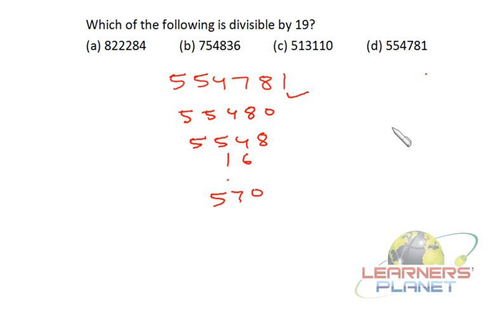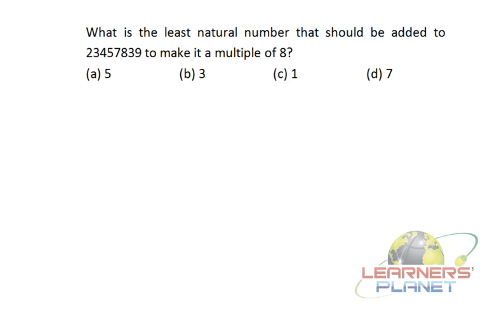Okay, friends. Now let's see this problem. What is the least natural number that should be added to this particular number to make it a multiple of 8? Now friends, what is the divisibility test of 8? It is that the last three digits must be a multiple of 8. So here it is 839. Here 8 itself is a multiple of 8, and then we are left with 39. 39 is one less than a multiple of 8, that is 40. So we need just one, and that one will make it 840, and 840 will be a multiple of 8, so the answer is 1.